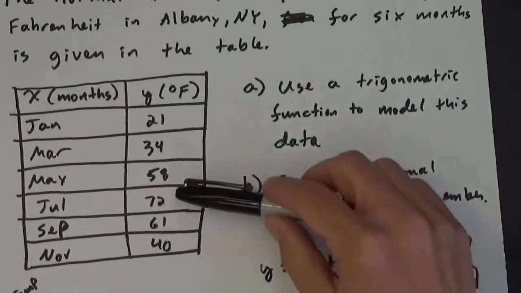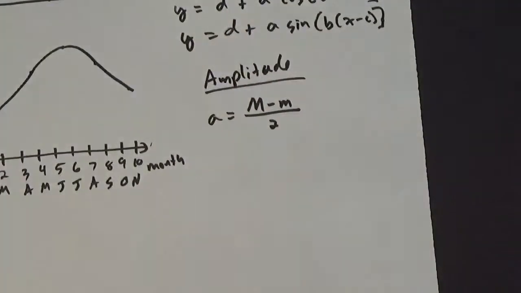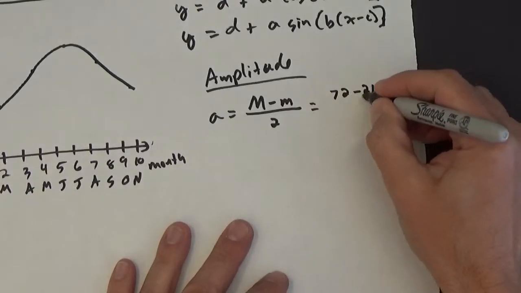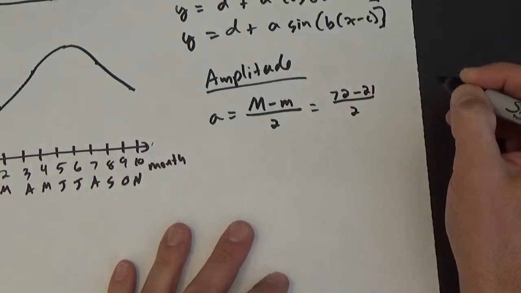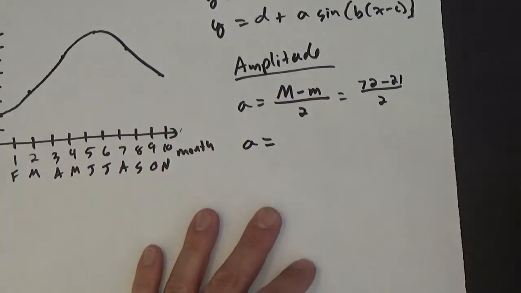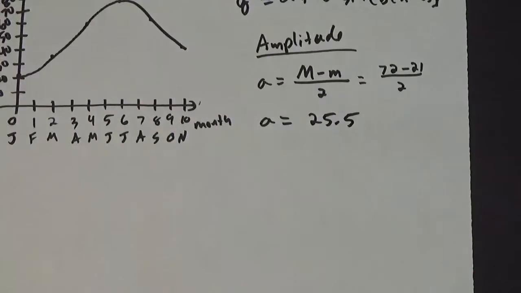So we go to our table and our max value is 72. Our minimum value is 21. So we have 72 minus 21 over 2, which ends up being an A of, what is that? 25.5. So we might need a calculator for some of this stuff. I think that one wasn't so bad. 25.5, because you end up with 51 divided by 2, so we can do that.